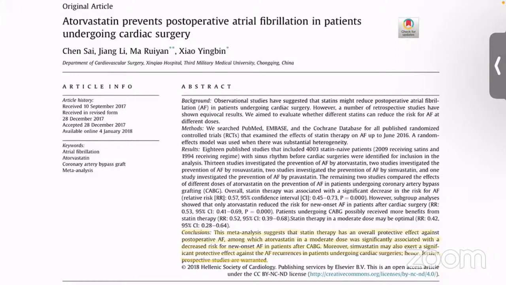And moreover, simvastatin may also exert a significant protective effect against AFib recurrences in patients undergoing cardiac surgeries, and hence further prospective studies are warranted. And this was most likely due to the atorvastatin anti-inflammatory effect.